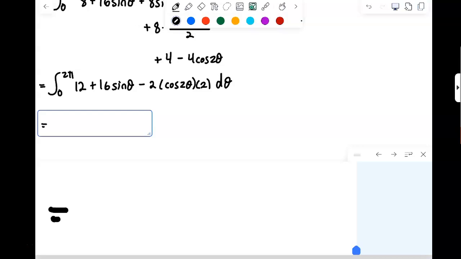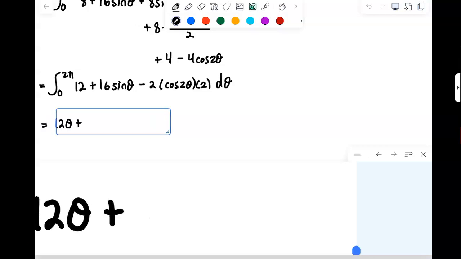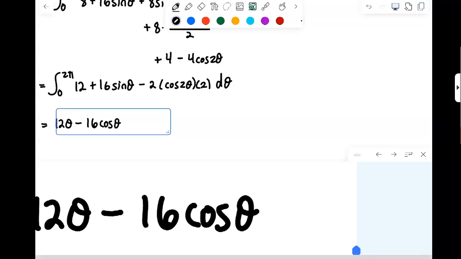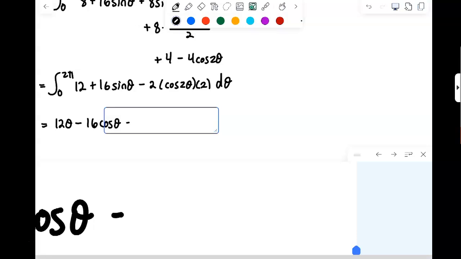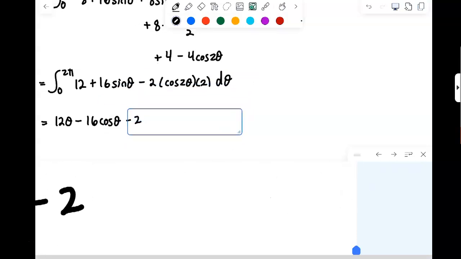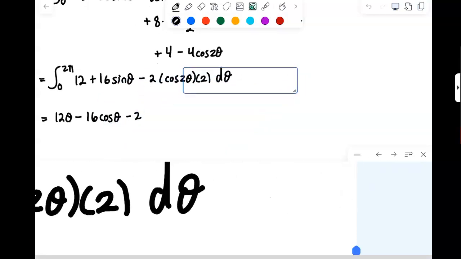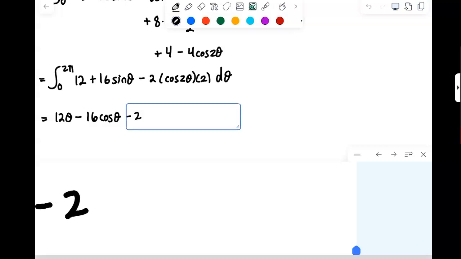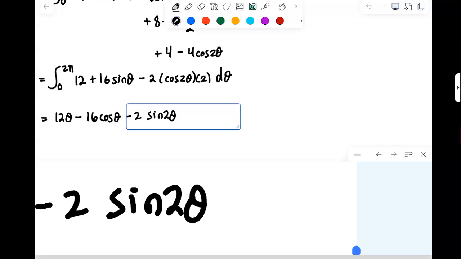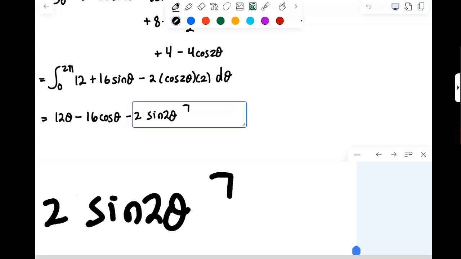So we do that. Integral of 12 is just going to be 12 theta plus 16. Sine when integrated is negative, so that's actually going to be minus 16 cosine theta minus 2. Integral of cosine is sine, and we've already accounted for the 2 to go with the d theta, so that's just going to be minus 2 sine 2 theta, and then we're going to evaluate this between 0 and 2 pi.